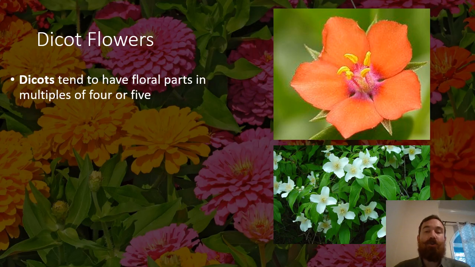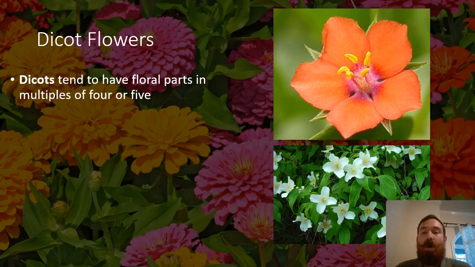Dicots are the other major group of flowering plants. They're often called eudicots. That'll probably be the word I use as we move forward, is eudicots. They tend to have floral parts in multiples of 4 or 5. So if we look at this scarlet pimpernel, and if you've seen the movie, this is the flower that the character is named after.